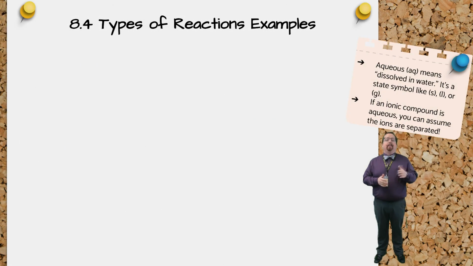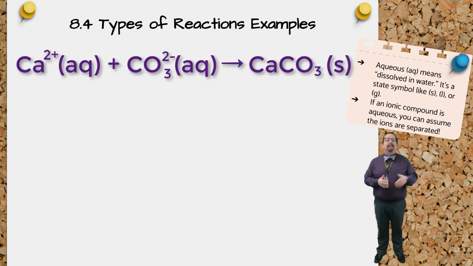Our first example is the reaction between calcium ions and carbonate ions forming solid calcium carbonate. Notice the state symbol AQ here. This stands for aqueous and means the ions are dissolved in water. Calcium carbonate is a solid here, but if it were labeled as aqueous, you'd assume the calcium and carbonate ions were separated just like they are in the reactants. Anyway, you can easily recognize that we have two reactants and one product, so we have two substances coming together to form one. That's a combination reaction.